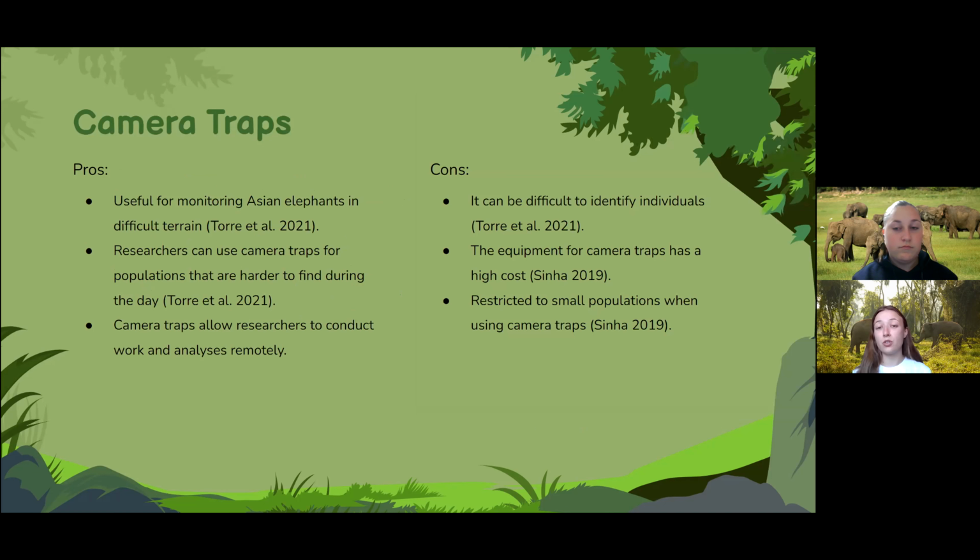The cons are it can be difficult to identify individuals. Sometimes only a tail or maybe a tusk is captured on the photograph, and you cannot identify a whole individual based on just a tail. And it also is very expensive. The camera itself can be quite costly, and it is restricted to small populations.